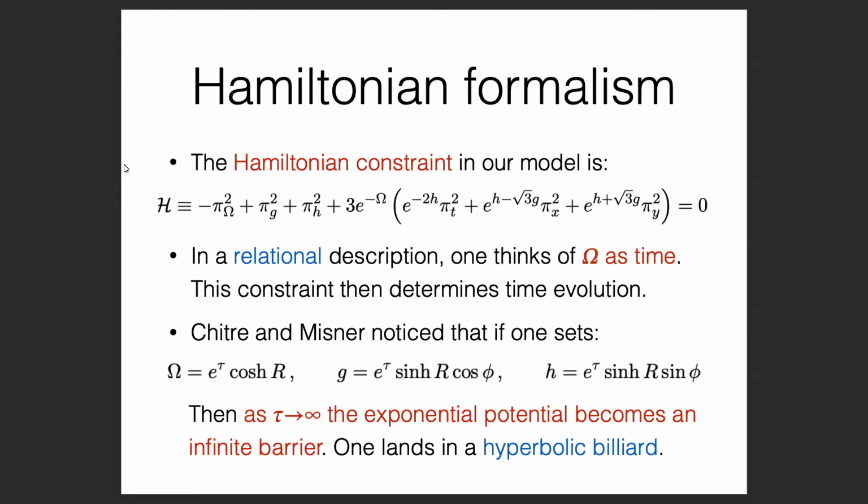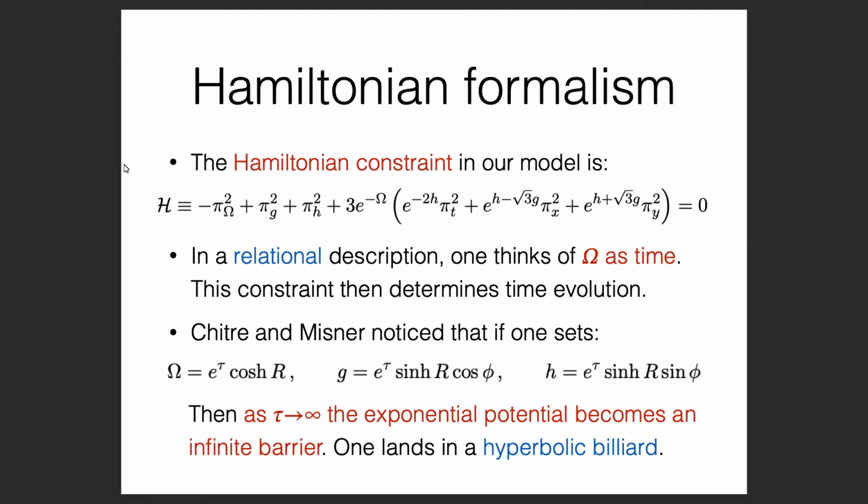And then at late interior times, Gauss's law, not the GR one, the electromagnetic one, makes all of these pi's be constants. Okay. So this is like a potential term, right? That has exponential potential for the coordinates omega, G, and H.